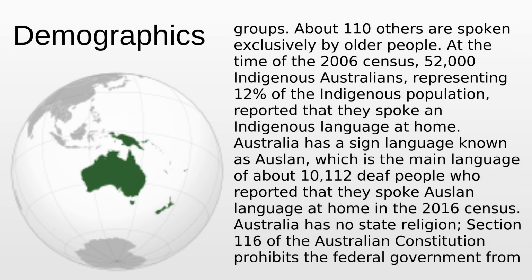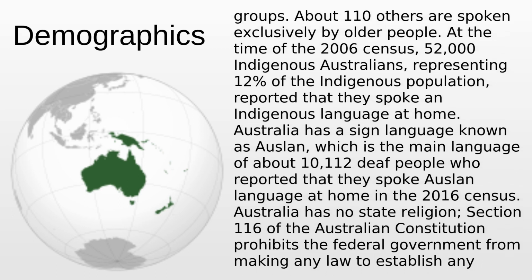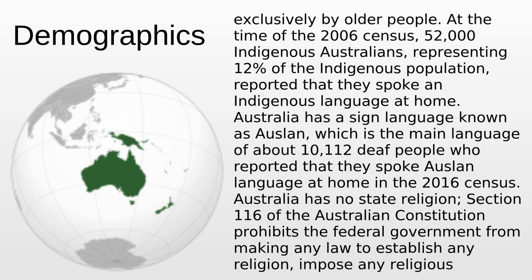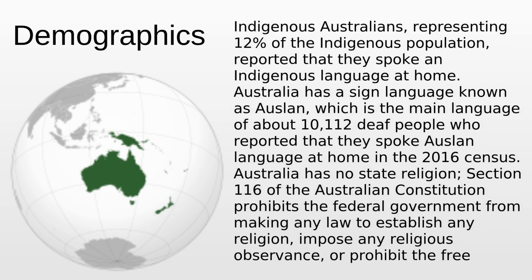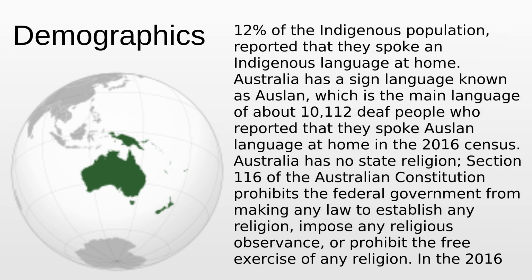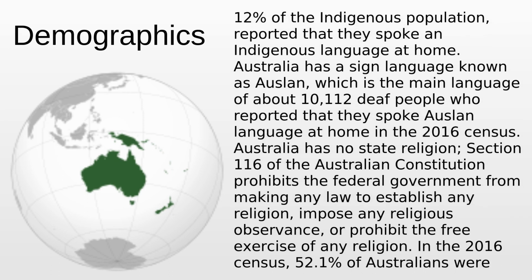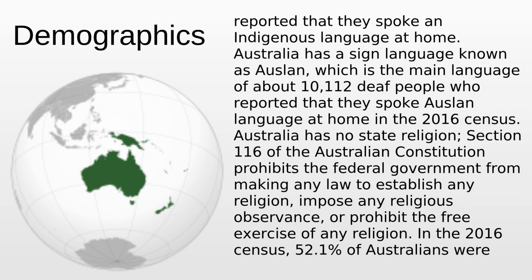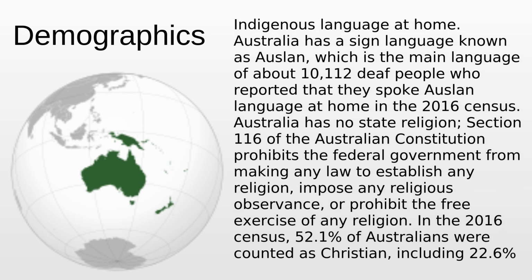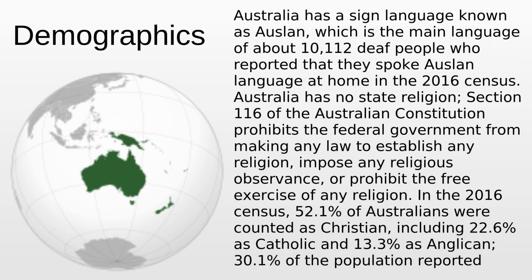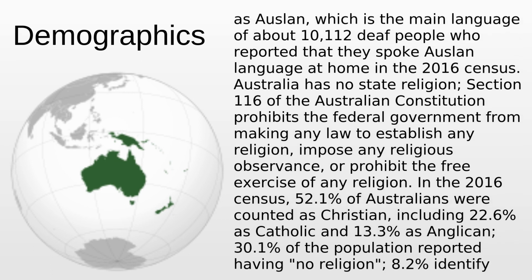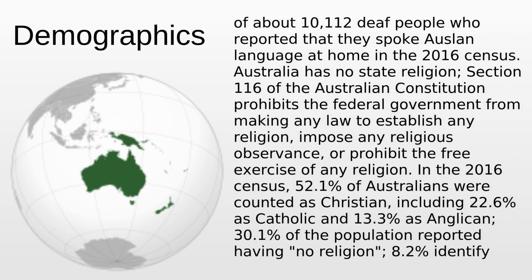At the time of the 2006 census, 52,000 Indigenous Australians, representing 12% of the Indigenous population, reported that they spoke an Indigenous language at home. Australia has a sign language known as Auslan, which is the main language of about 10,112 deaf people who reported that they spoke Auslan at home in the 2016 census.